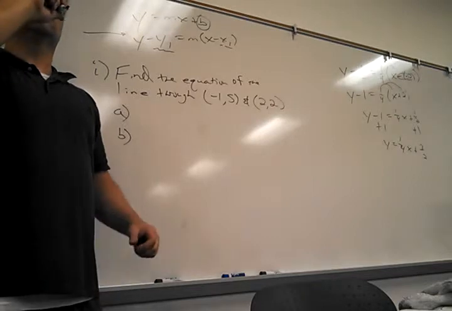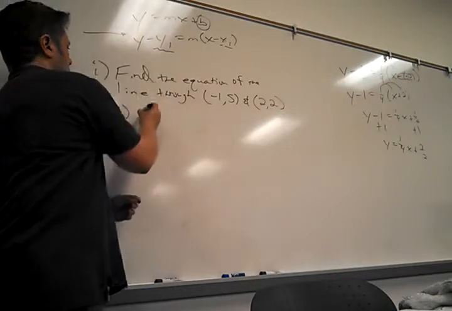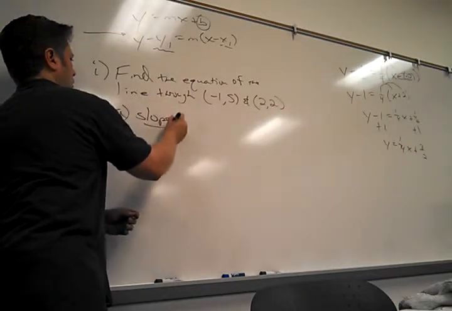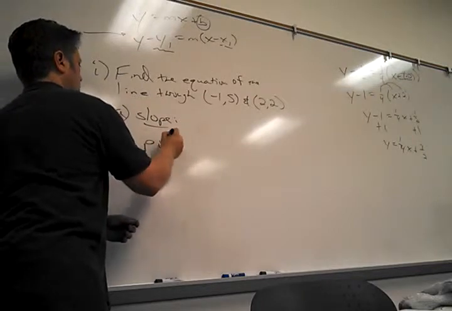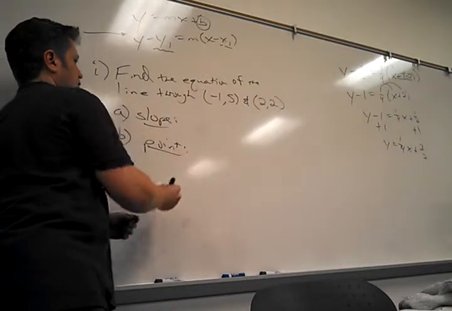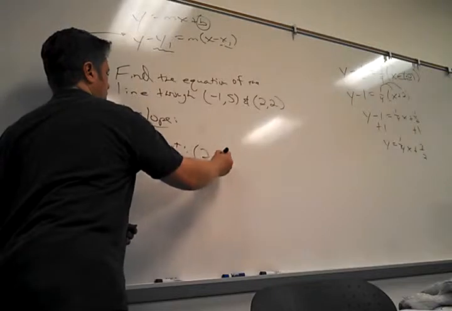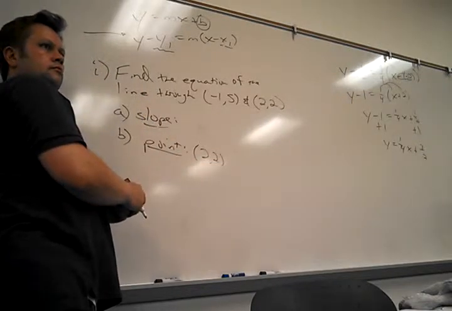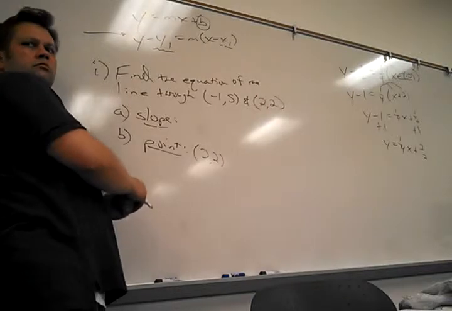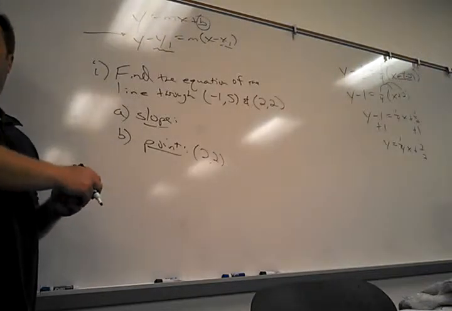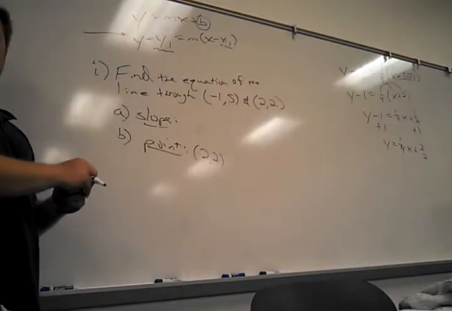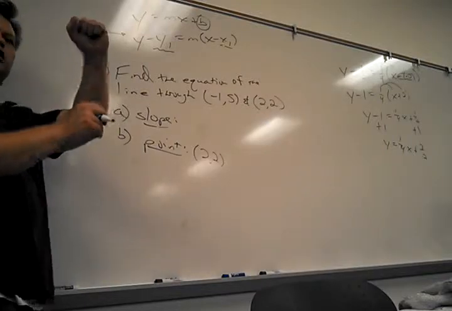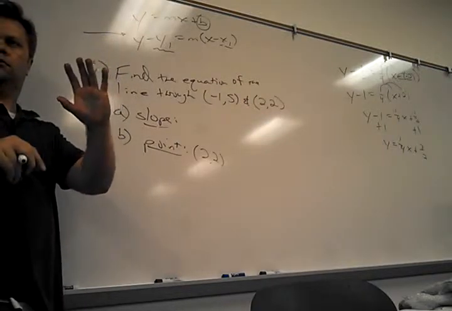So I need two things. I need the slope, and I need a point. So somebody pick a point for me. 2, 2. I like it. It's got no negatives in it. Why not? How do I get the slope? Careful. 2 over 2 is a point. That's a location. That's not a direction of motion, right?